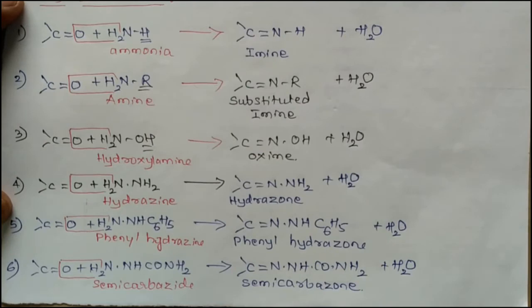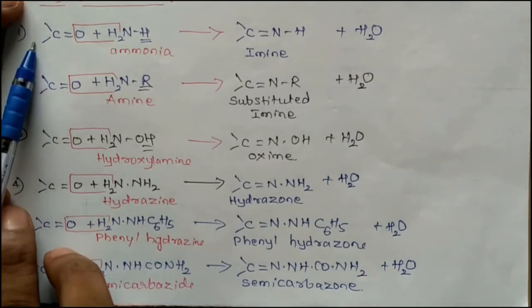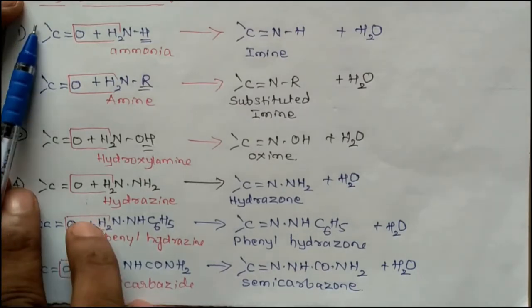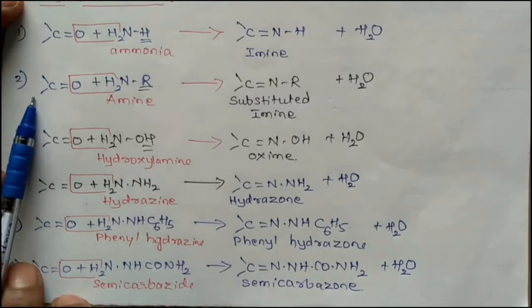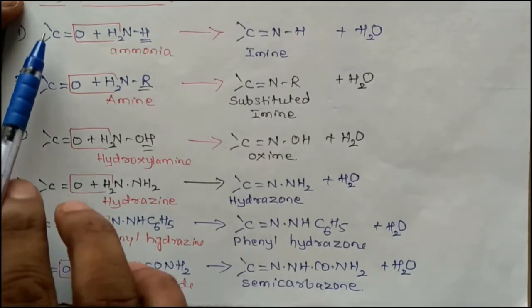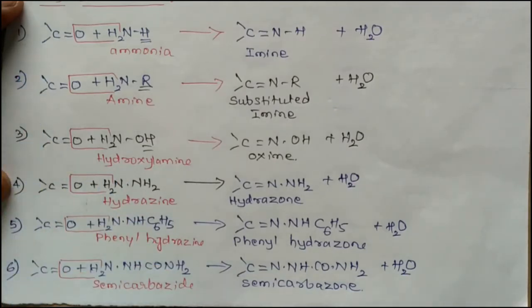These are the general reactions of addition of ammonia and its derivatives. Here, if both are hydrogen, formaldehyde; if one hydrogen and one CH3 group, acetaldehyde; if both are CH3, acetone. Like this way you have to write all aldehydes and ketones in this particular reaction.